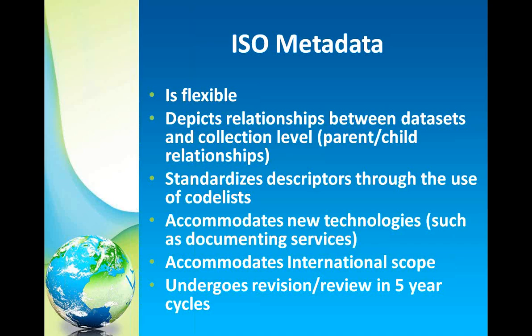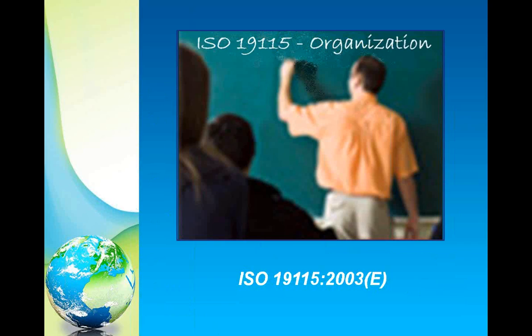They have standardized descriptors through the use of code lists. So a lot of places are either going to be free text or a character string, or you'll have defined code lists that you can pick from. And again, it undergoes revision and review every 5 years so that it's up to date with the user community's needs. All right, so now we're going to go into the 19115, how ISO is organized.